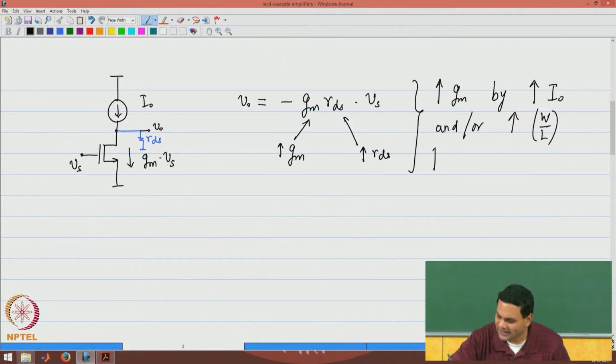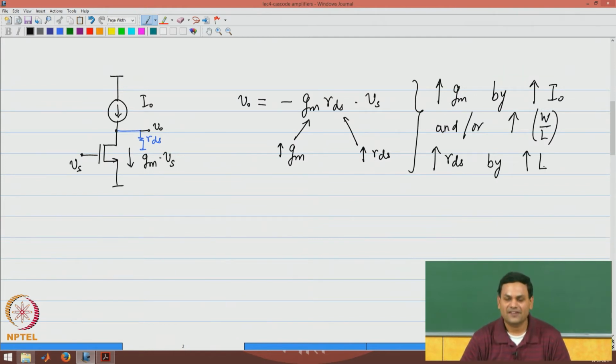How do you increase RDS? I increase RDS by choosing a longer length for the device. If I choose a longer length, then the RDS will get larger, but again, just like GM, if I keep increasing the length of the device, eventually you will reach a point where RDS will not respond to any increase in length anymore. So, let us say that will be the maximum intrinsic gain of this device. We will assume you have already reached that maximum intrinsic gain.